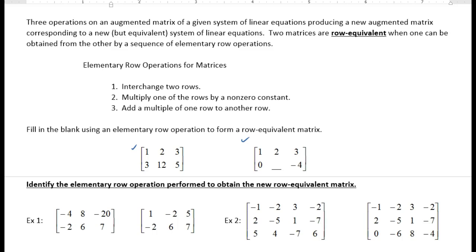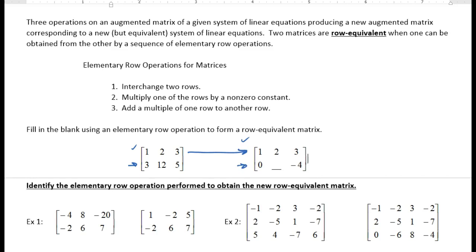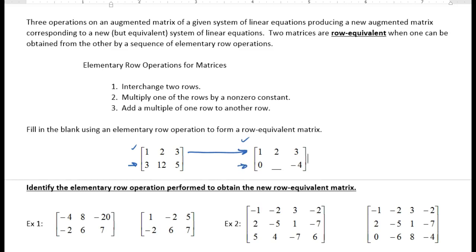What happened? Well, look at the top row. It's 1, 2, 3. Over here, it's 1, 2, 3. So nothing happened to my top row. It stayed the same. The bottom row, however, used to be 3, 12, 5, and now it's 0, something, negative 4. So we've got to figure out what happened to this row to come up with this row, and then that'll help us find the missing term.